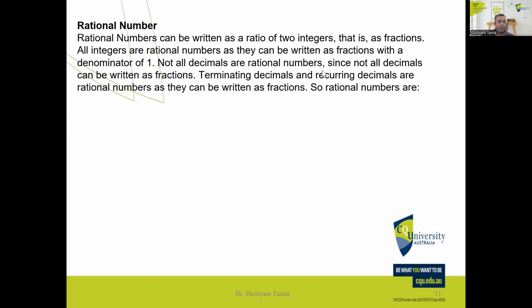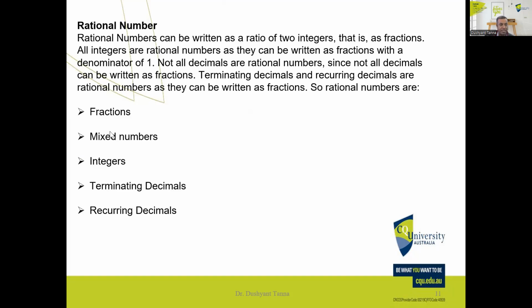Not all decimals are rational, like root 2, 1.41, with an unrepeated or unpredictable pattern that doesn't terminate. Terminating decimals and recurring decimals are rational numbers, because they can be written as a fraction. So, who are the rational numbers? They are the fractions, they are the mixed numbers. Who knows what is a mixed number? Yes, that's right. 2.5, so two integer and a half, mixed number. Integer, terminating decimal, and recurring decimal. They are all the rational numbers.